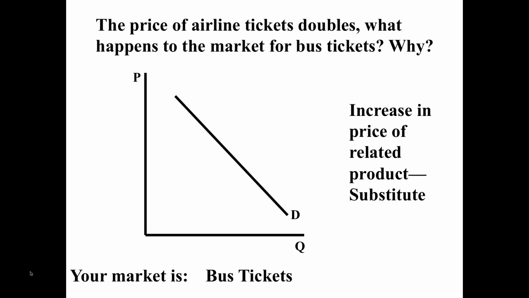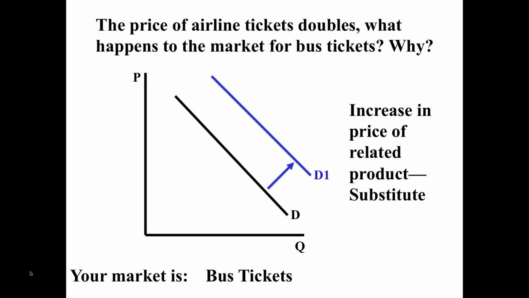So all we do to show an increase in demand is draw an arrow, draw a new line, and label that D1. That's it. Now you have everything I'm looking for. I'm looking for price on your y-axis, quantity on your x-axis, and the market. The market is for bus tickets.